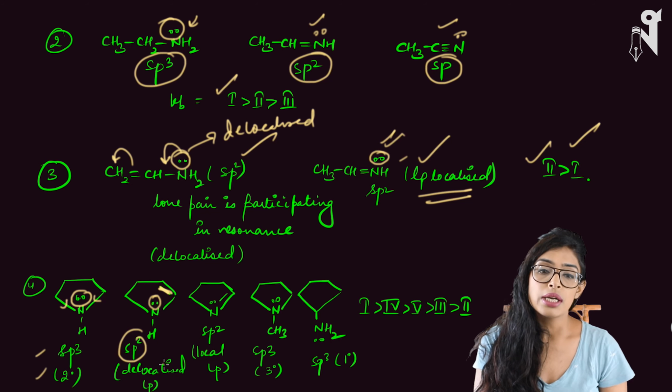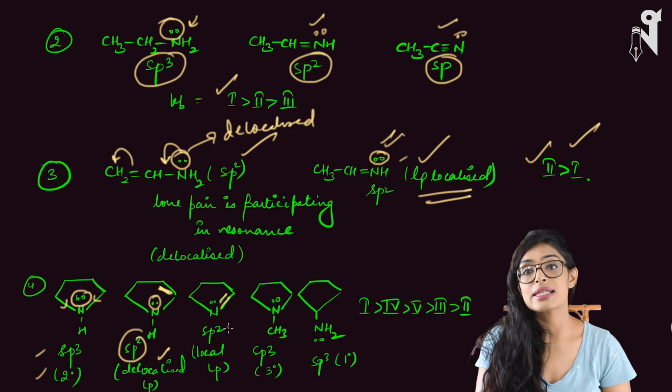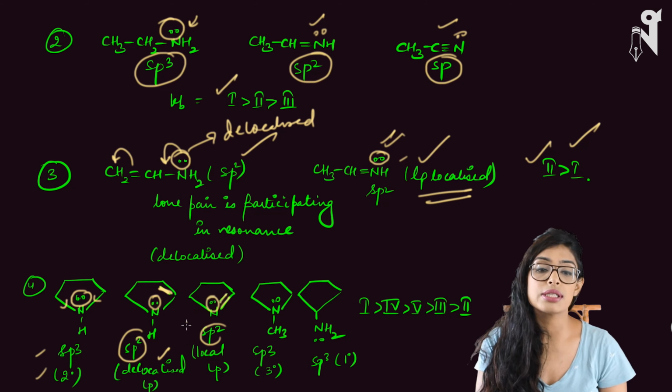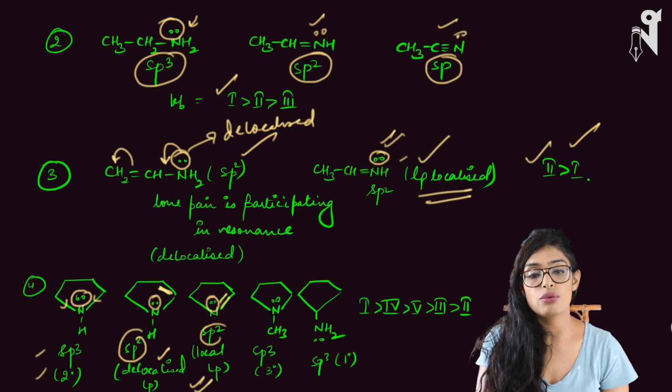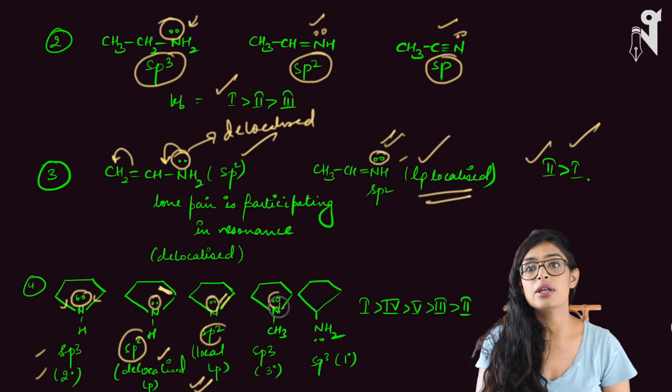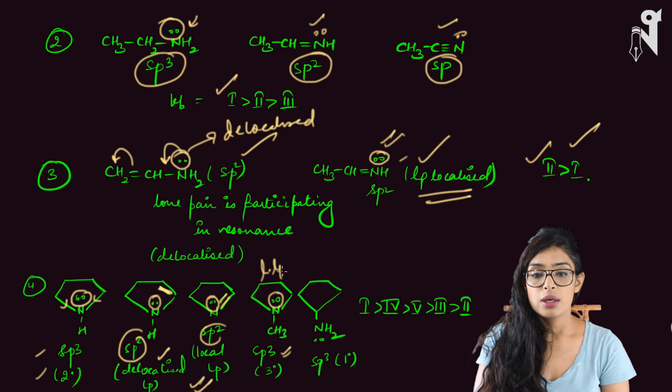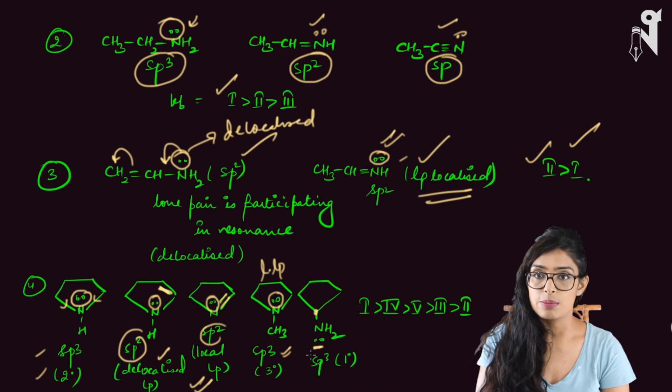Look at this nitrogen. This nitrogen has a double bond and one single bond over here. This is sp2, but the pair of electrons it has is not participating in any resonance, and this is a localized lone pair. Look at this. This is the pair of electrons over here, not participating in any resonance, and this is sp3. So localized lone pair with sp3. Look at this nitrogen. This nitrogen is primary and sp3 with a localized pair of electrons.